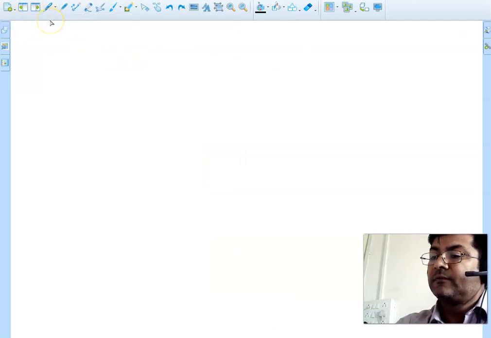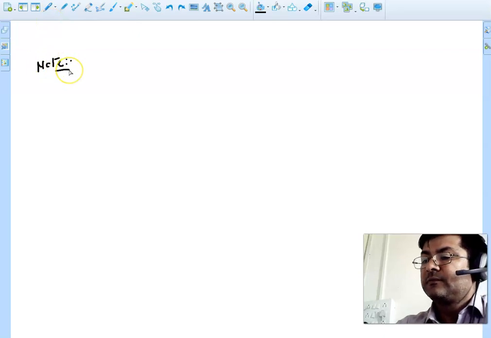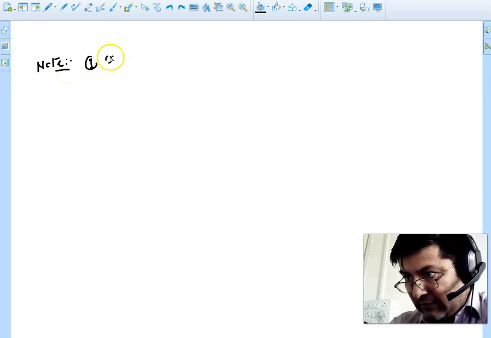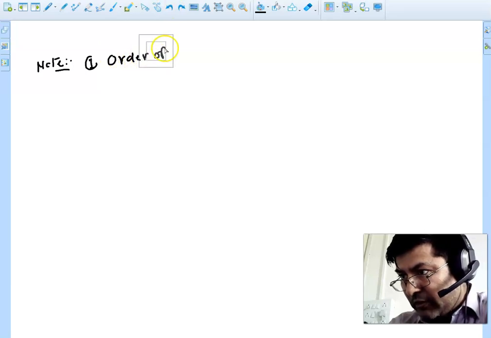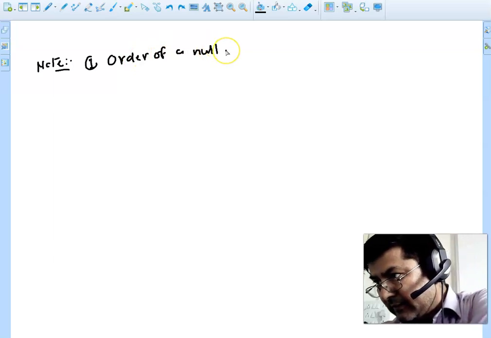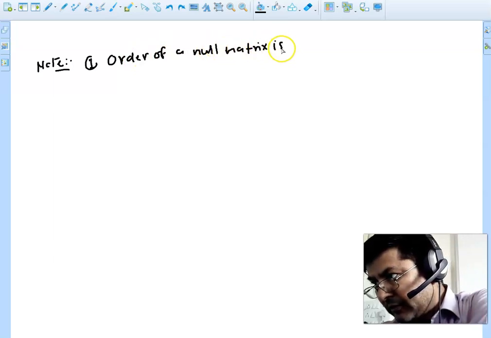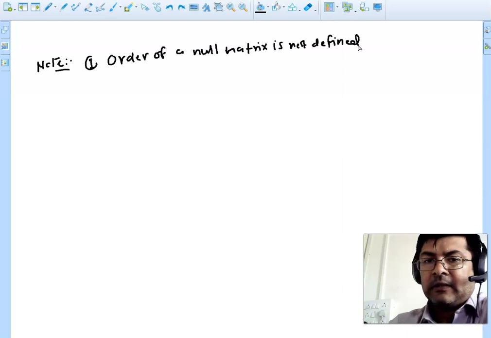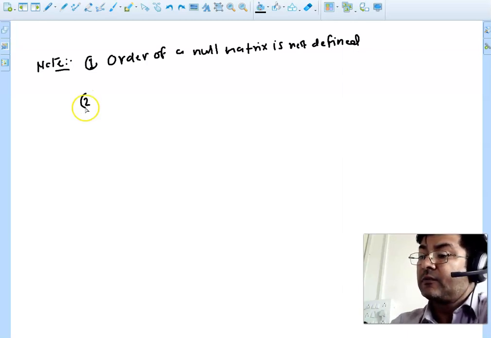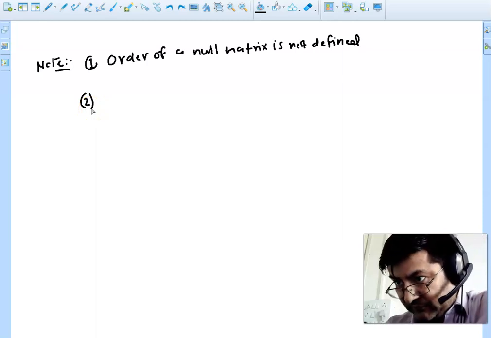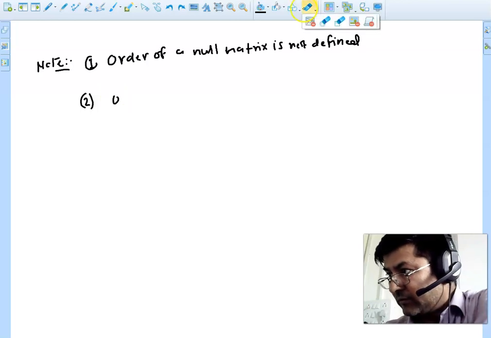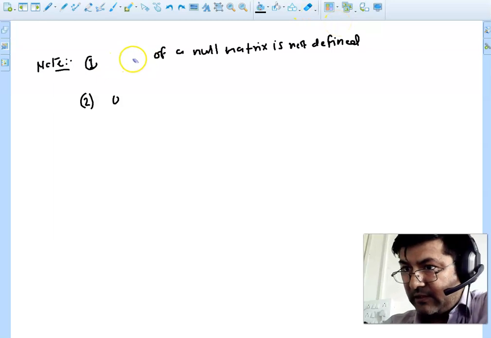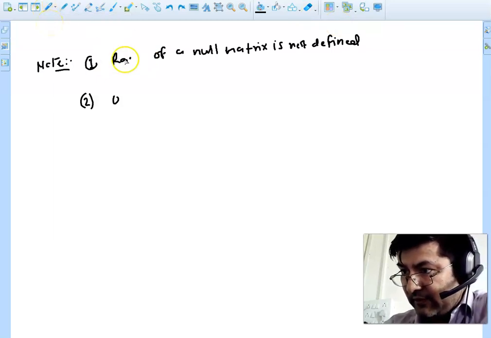One more thing you will remember is that you have to notice that the rank of a null matrix is not defined. Okay, clear?